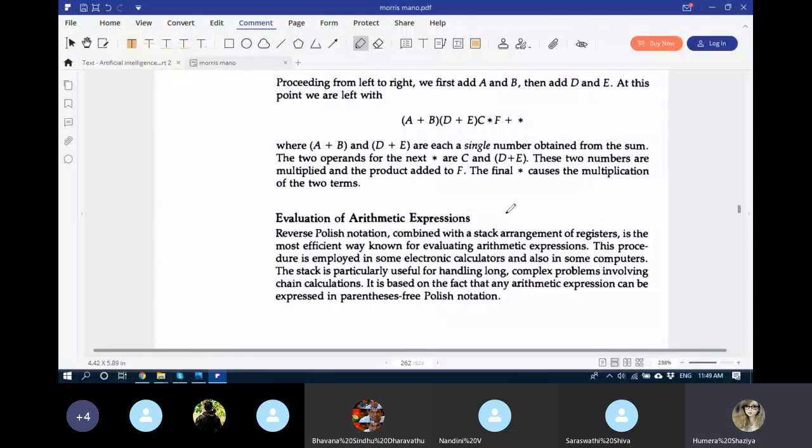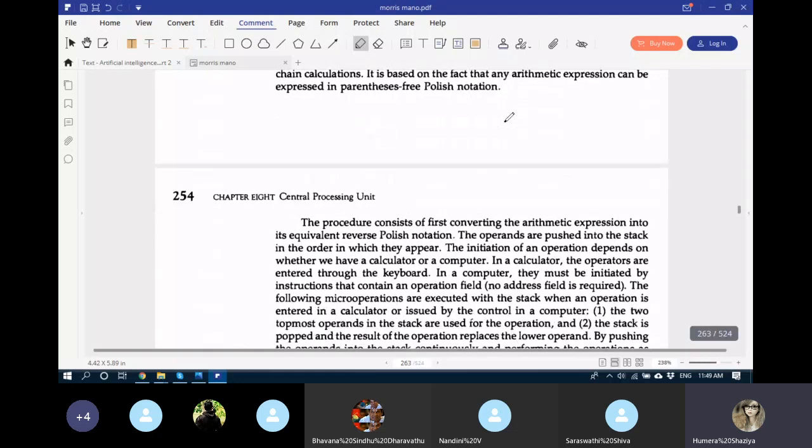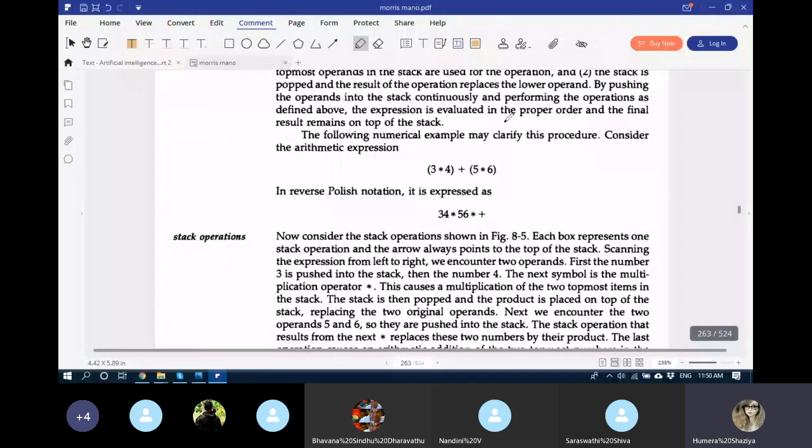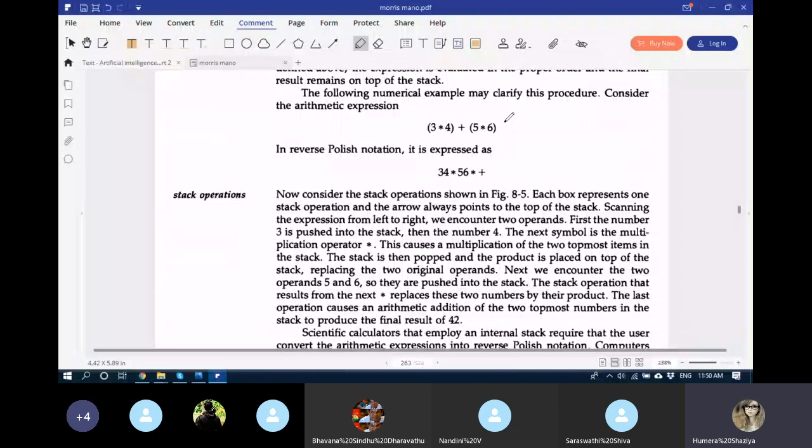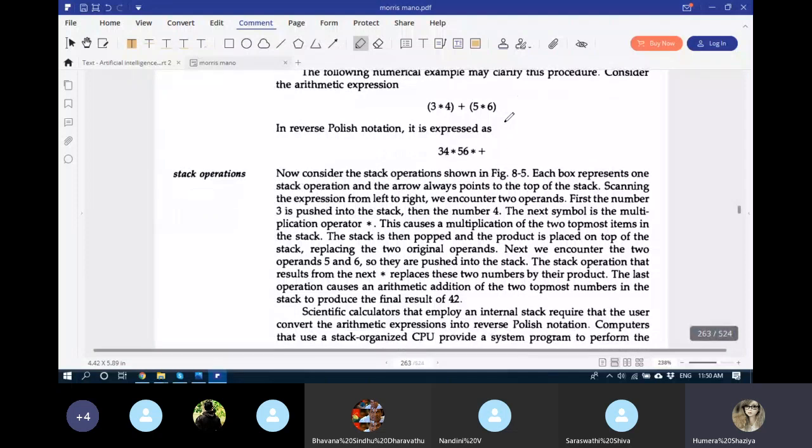evaluation of arithmetic. See, look at here, there are some expressions given. Please try to convert them from infix to postfix and prefix, means infix to reverse Polish notation and Polish notation. It will be a sort of practice for you. I am giving you an exercise today. Please look at all those expressions. Now we will look at how stack is used to evaluate an arithmetic expression using reverse Polish notation.